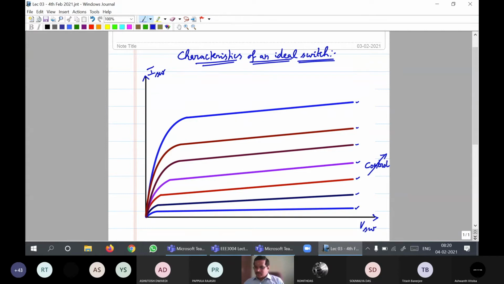What does it mean? Have you come across BJTs, bipolar junction transistors? Yes, sir. Can you name the terminals of a BJT? Collector, emitter, and base. Okay. NPN transistor, what are the terminals? PNP transistor, what are the terminals? Again, only BJT. Will they be different? No, it is the same only.